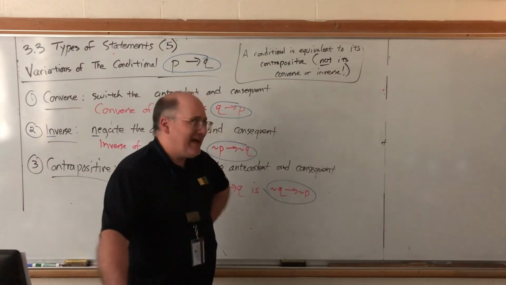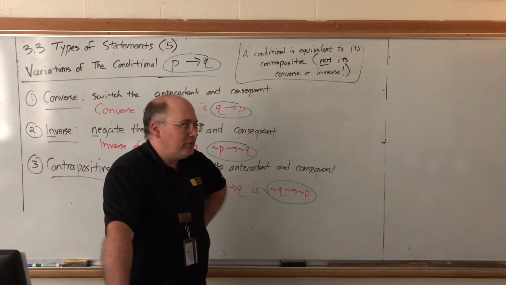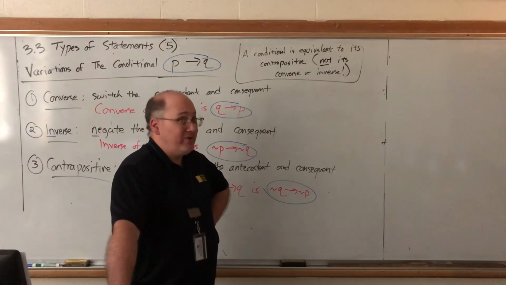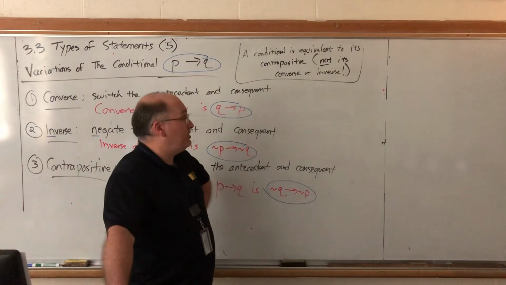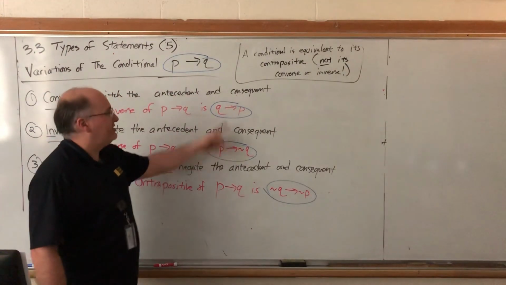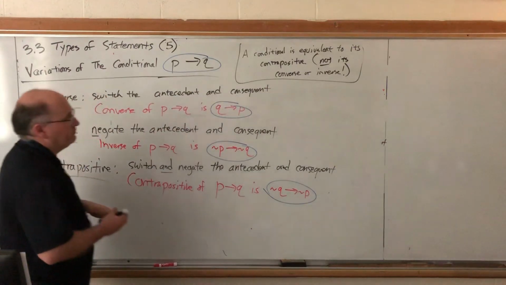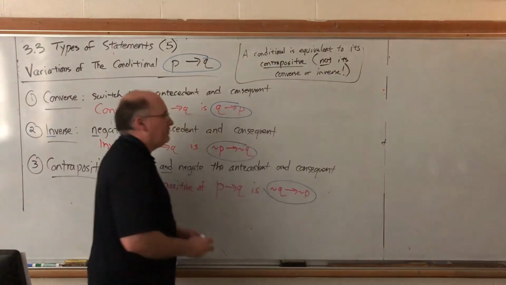If I say if I have money, then I will buy a car, you can't say anything about what happens if I don't have money. I didn't tell you what I would do if I didn't have money. I only told you what I would do if I did have money. In other words, you can't just take the negations and get the same as the original. So a conditional is equivalent to its contrapositive and its contrapositive only.